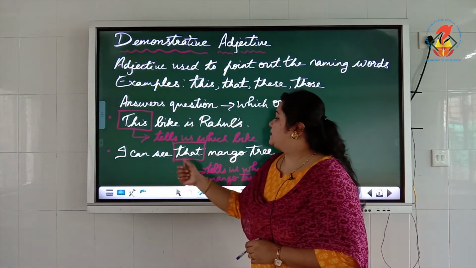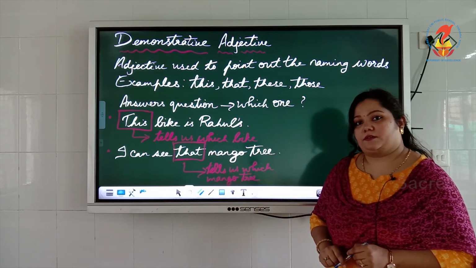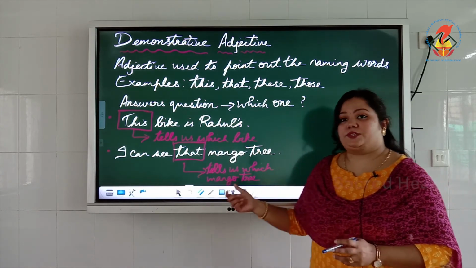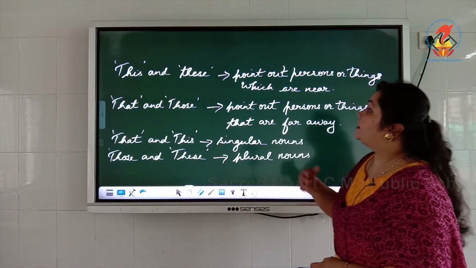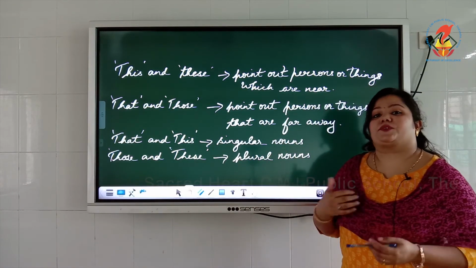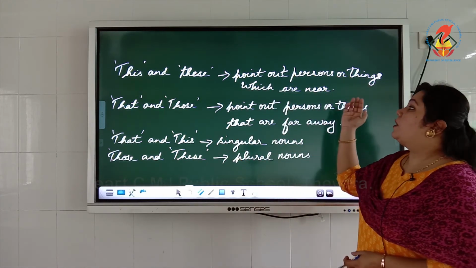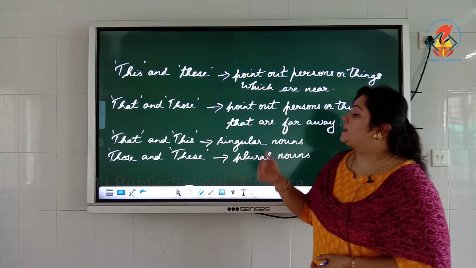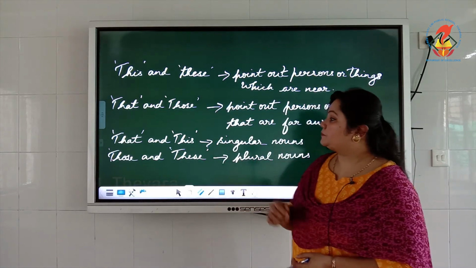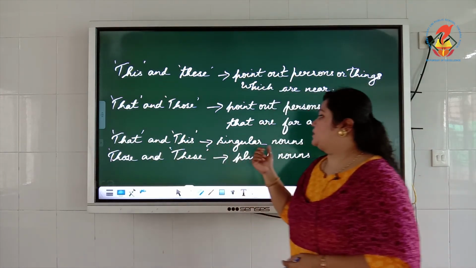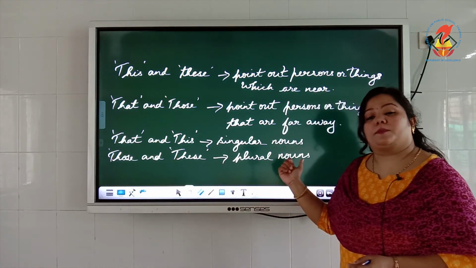I can see that mango tree. The word that is the demonstrative adjective over here, okay, because it tells us which mango tree. The next one, this and these, certain things that we learn extra about demonstrative adjectives. This and these are words that point out persons or things that are near to us. That and those are used to point out persons or things that are far away. Now that and this are used for singular nouns, and those and these are used for plural nouns.